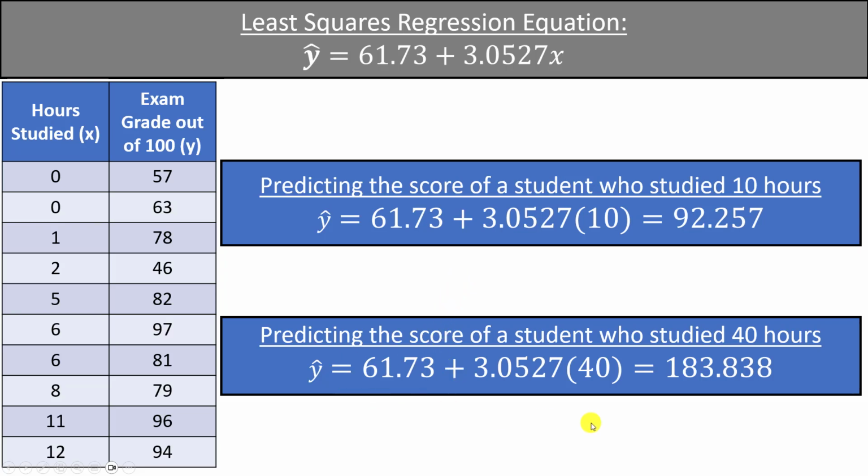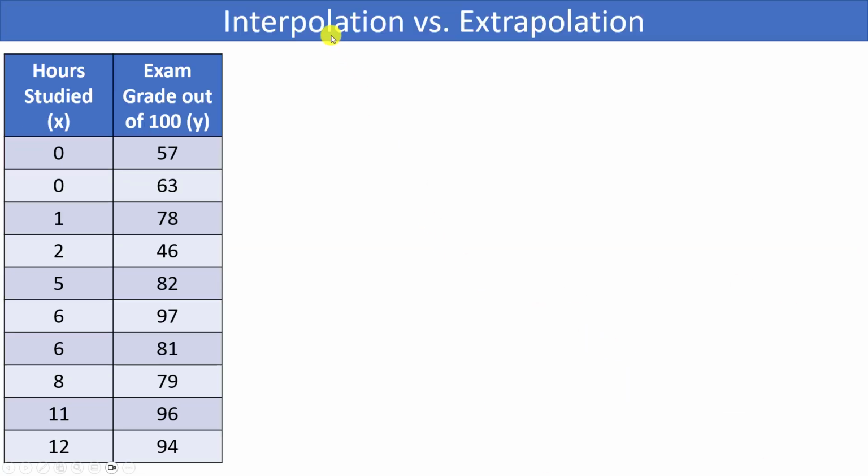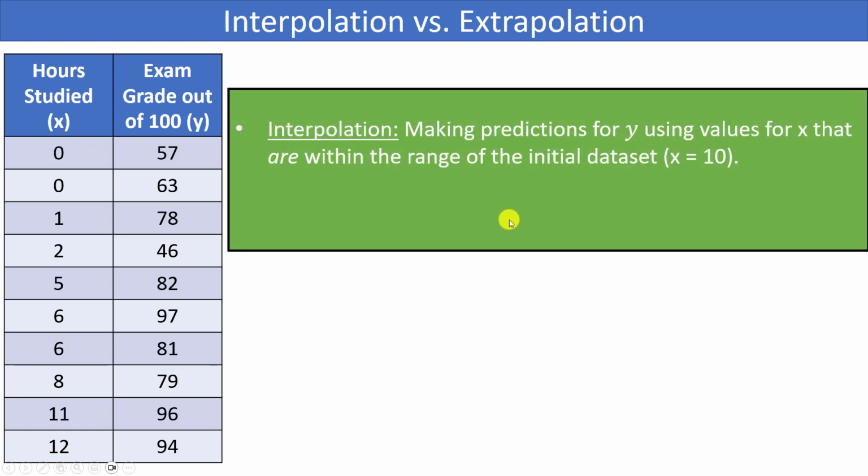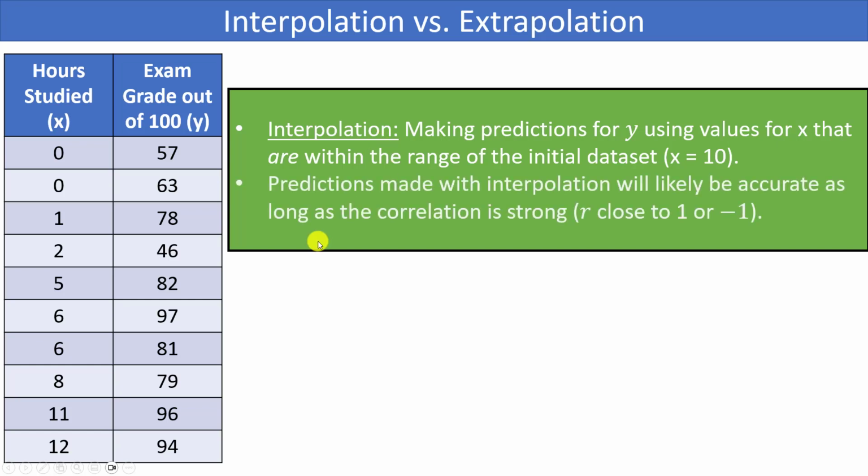Well, really, to kind of understand why we didn't get a very good prediction in this case, we need to talk about the difference between interpolation and extrapolation. So by interpolation, what we mean is we are making predictions for our y variable using a value for our x variable that is within the range of our initial data set. So what I mean by that is if we are plugging in a value for x that is anywhere from 0 to 12, we would consider that to be interpolation. Predictions made with interpolation are likely going to be accurate as long as we have a pretty good correlation, maybe something close to 1 or -1.